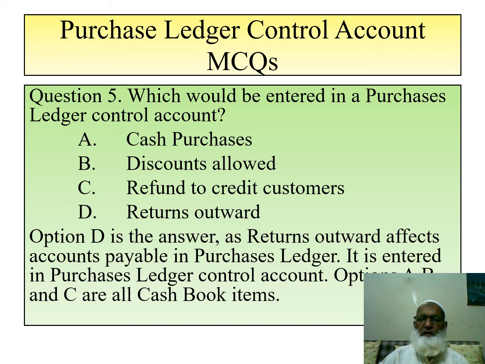And D, returns outward or goods returned to the supplier. This is the only answer, as returns outward affects accounts payable in purchase ledger. It is entered in purchase ledger control account. Options A, B and C are all cash book items.